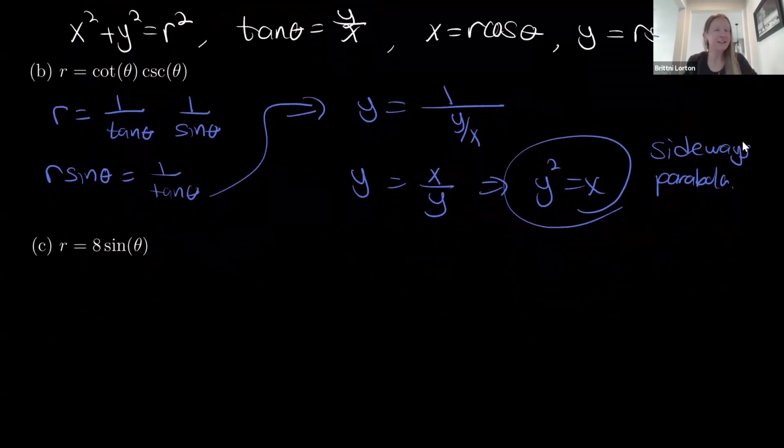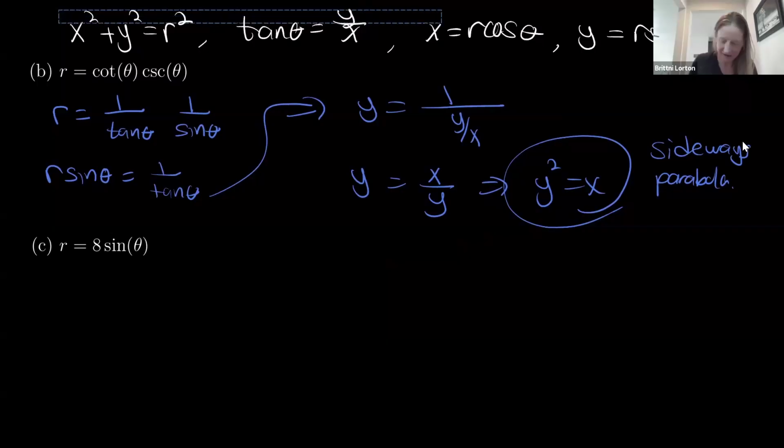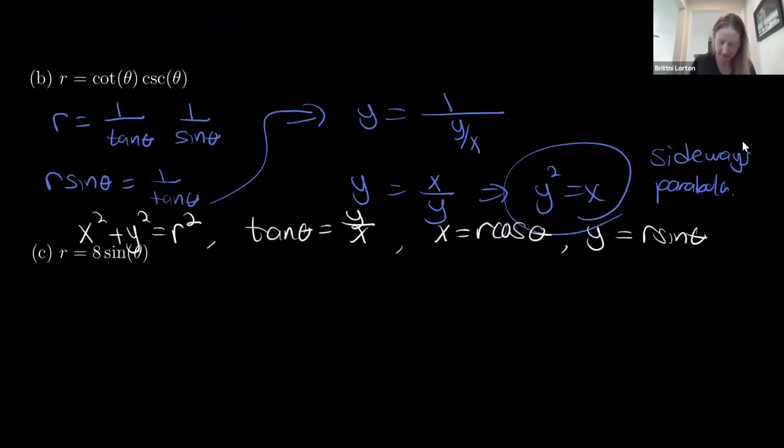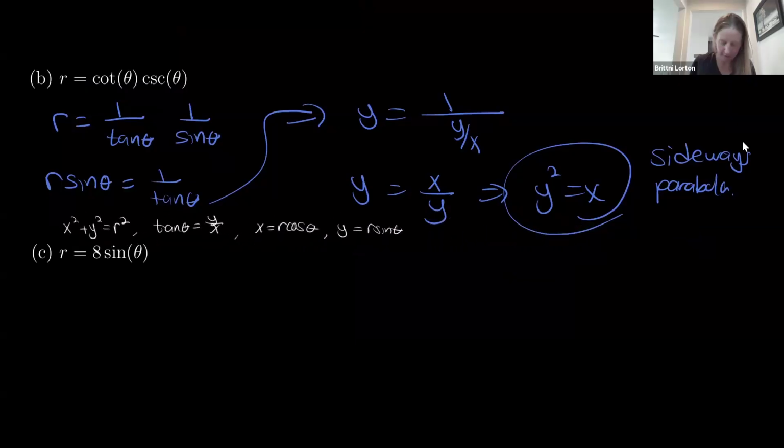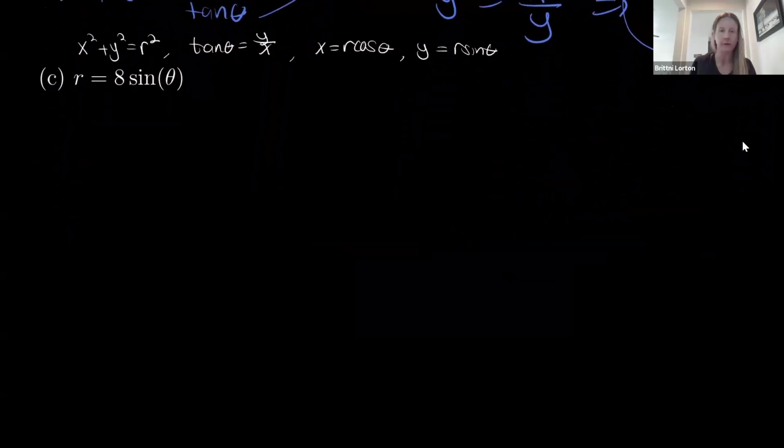All right, let's do it again. So I've got r equals 8 sine of theta. Same 4 equations that I need to use. I still need to use those exact same 4 equations. Those are never going to be any different. We're using all of those.